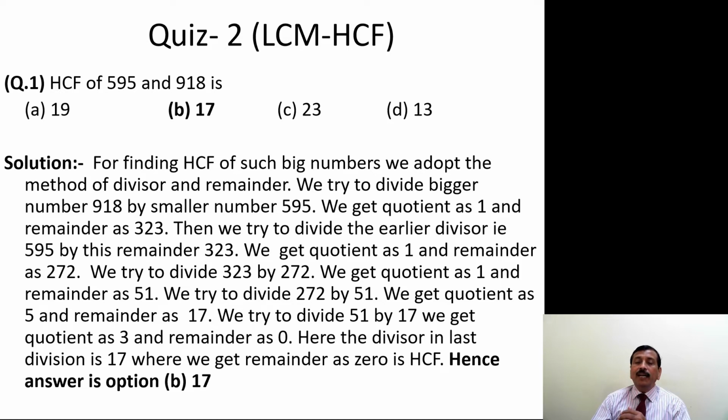We try to divide 323 by 272. We get quotient as 1 and remainder 51. Then we try to divide 272 by 51. We get quotient as 5, remainder as 17. And we try to divide 51 by 17. We get quotient as 3 and remainder 0. When we get remainder 0, for that division, whatever is divisor, here it is 17, happens to be the HCF. Thus we get answer faster by the method 2.